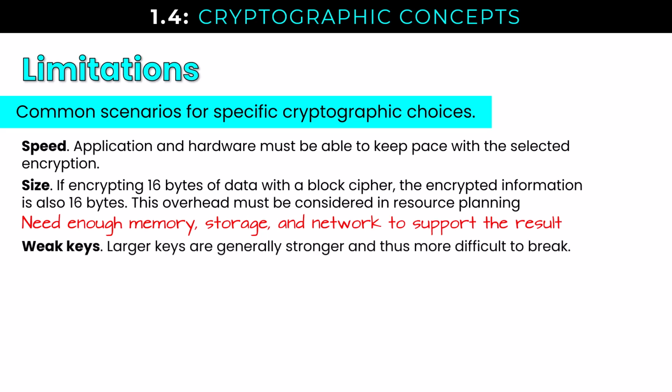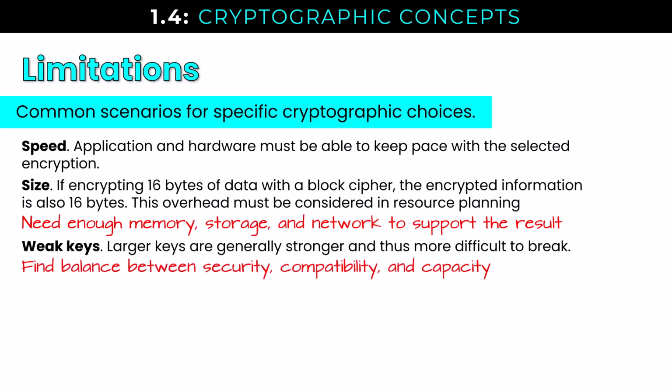Weak keys. We know larger keys are generally stronger and thus more difficult to break. We need to find the balance between security, compatibility with our devices, and capacity. So in that network hardware scenario I mentioned, NIST recommends the 2048-bit key in our certificate scenario, but we had legacy network devices that only supported 1024. So we might have to make a decision there between using a weaker key and replacing that legacy hardware.